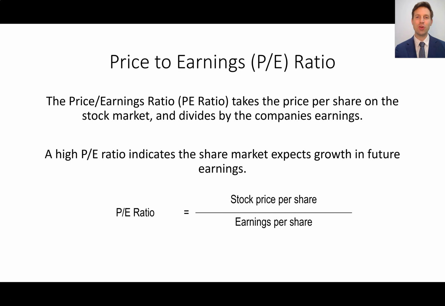A price to earnings ratio of 20 indicates that it will take 20 years of current earnings just to pay back your investment in a company. And at the moment, price to earnings ratios are at historic highs, and a price to earnings ratio of 20 is a pretty common PE ratio for many firms on the stock market.